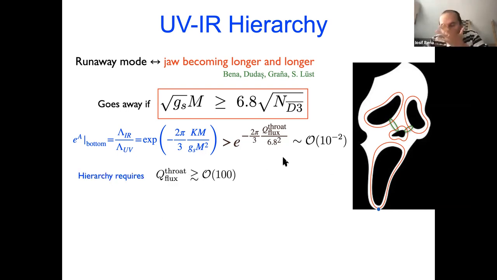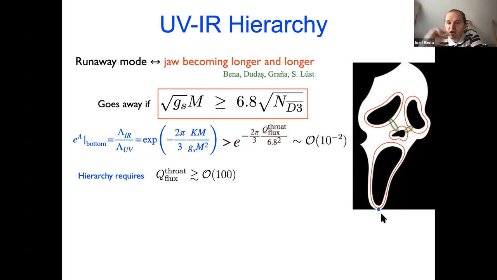And you can show that because of that, the hierarchy requires that the throat of the Klebanov-Strassler, again, this region of the Klebanov-Strassler throat, must have a charge which is bigger than about 100, maybe 500, maybe 200, but it's bigger than 100. That's the requirement. So essentially what you are showing is that antibranes can be used in KKLT only if this long throat of the Klebanov-Strassler geometry has a charge which is of order 100.